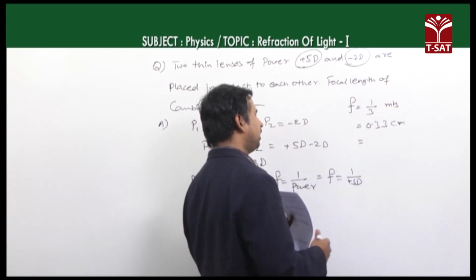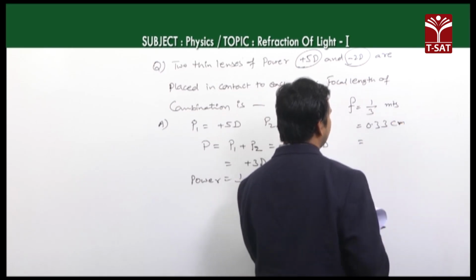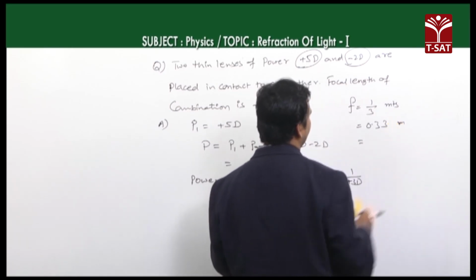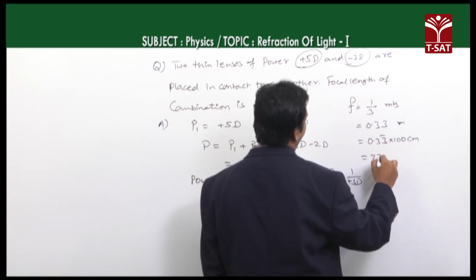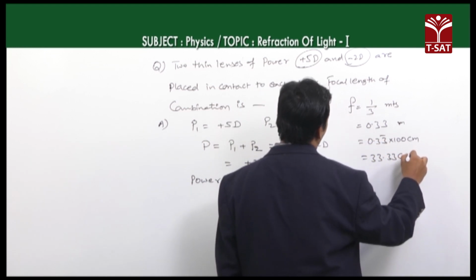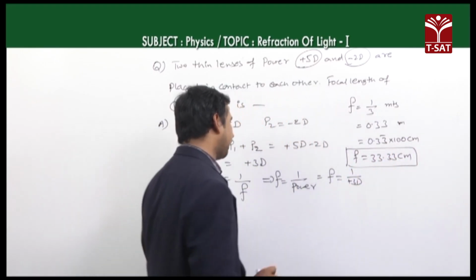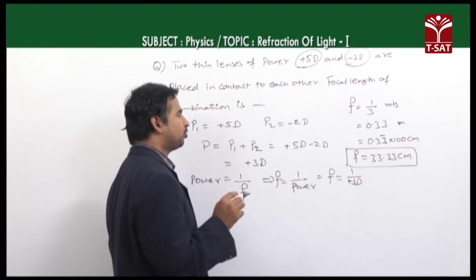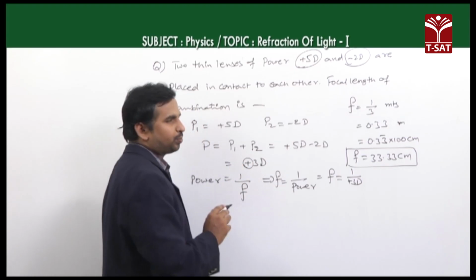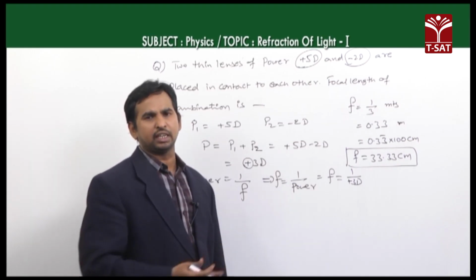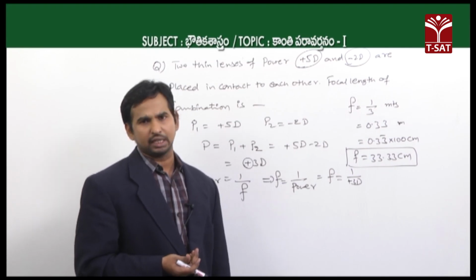0.33 meters. Then if you convert that into centimeters, it is 0.33 into 100. Then finally we get 33.33 centimeters, the final focal length. But if you observe here, the final focal length, which is the combination of both the lenses, we are getting the power positive. Power positive means finally that it is acting like a convex lens, which is a converging lens.